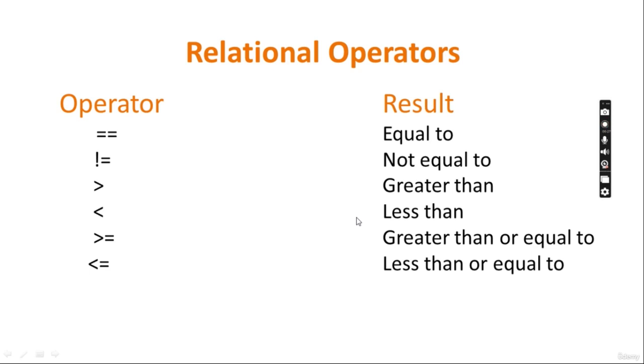Now we will move to the relational operators. All these relational operators are used in if blocks, if else blocks, and for condition checking in while and for loops. So these are 6 operators. Equal to checks equality of the two operands. Not equal to checks that one operand is not equal to the other. Greater than checks if the first operand is greater than the other operand. Less than checks if the first operand is less than the second operand. Greater than or equal to checks if the first operand is greater than or equal to the second operand, and less than or equal to checks if the first operand is less than or equal to the second operand.